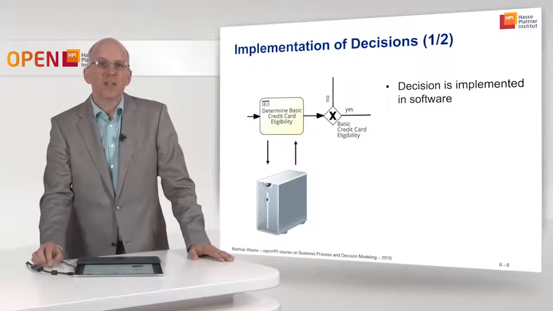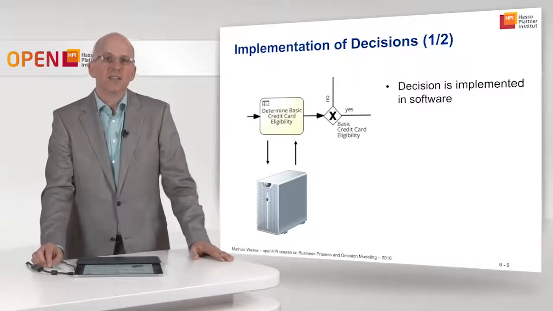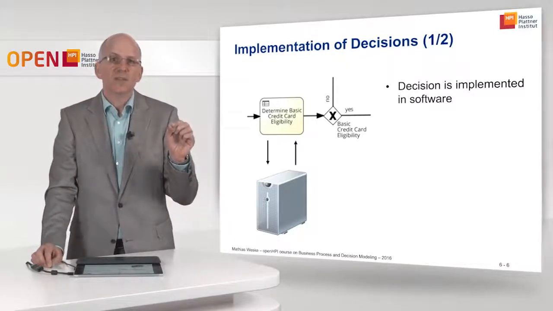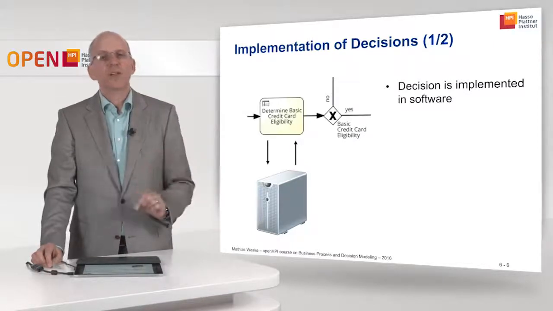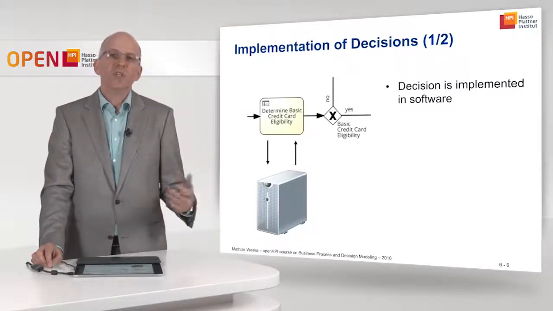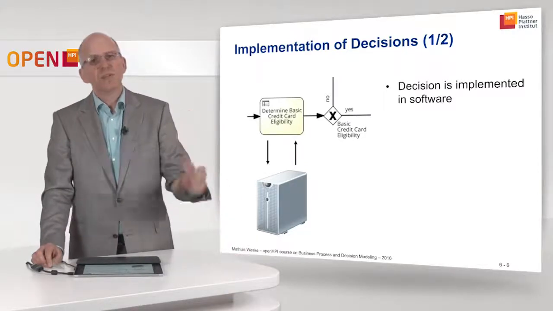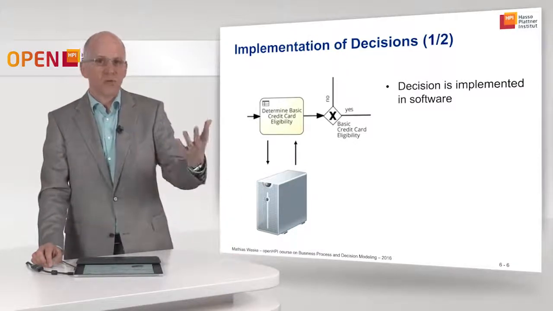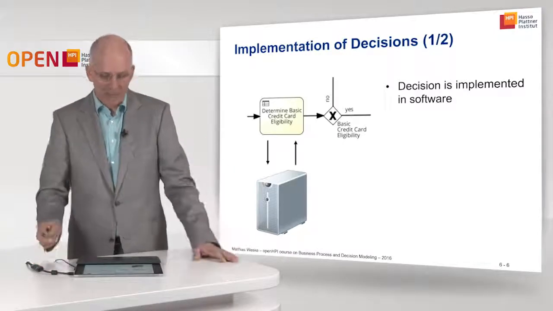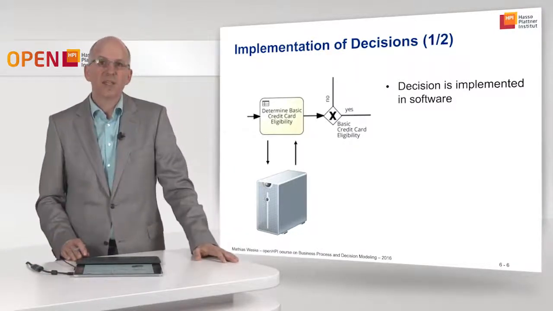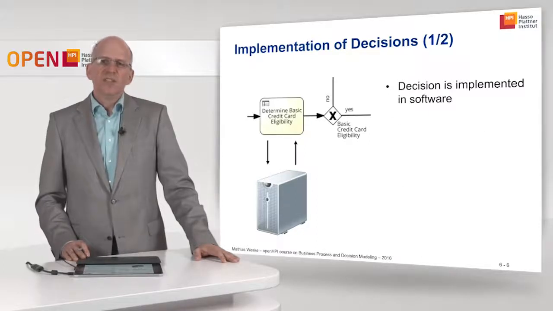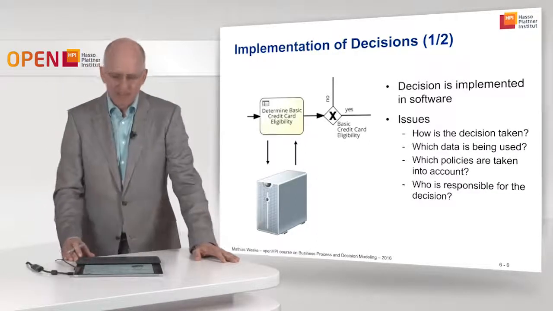So when the process is at the point where it needs to determine the basic credit card eligibility, some service is invoked, some piece of software is invoked with the data of the customer, and it returns either yes or no. So shall I or shall I not accept the application? But this also has a number of drawbacks. And these are the following ones.